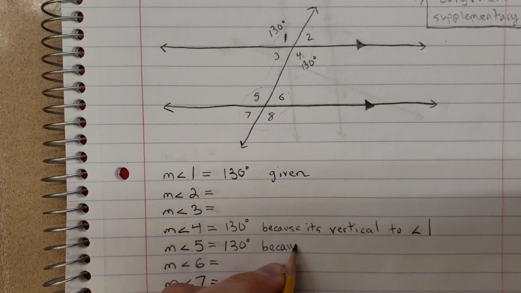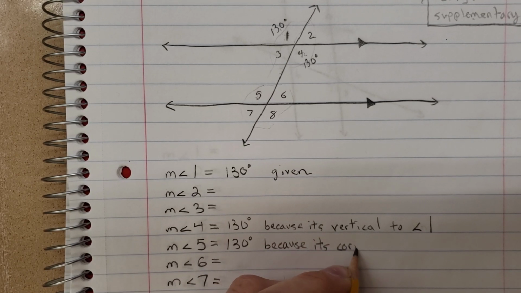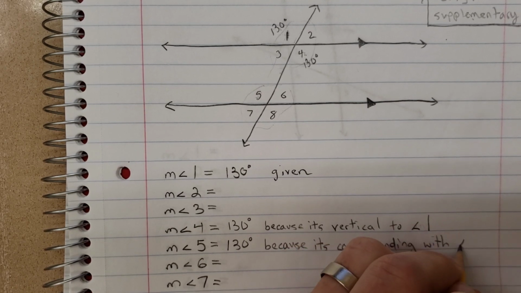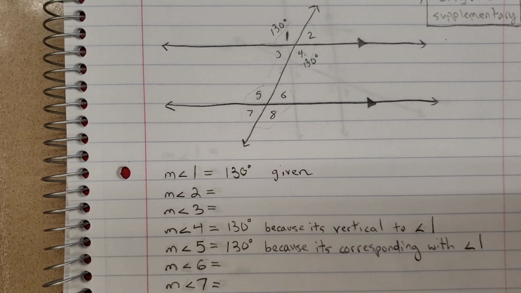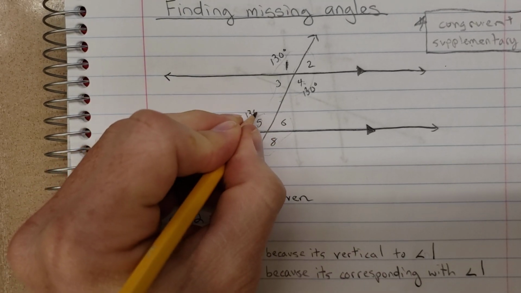Because it's corresponding with angle 1. Okay, it corresponds with angle 1. Okay, now how are we doing so far? Let's write that in, 130 degrees.